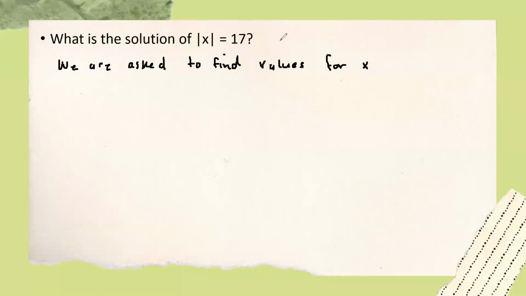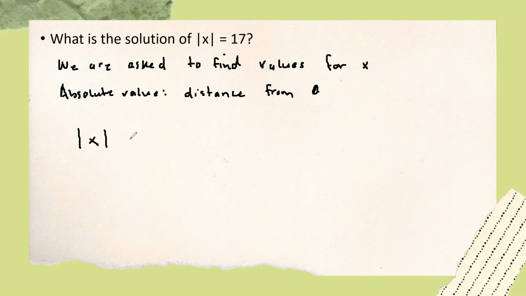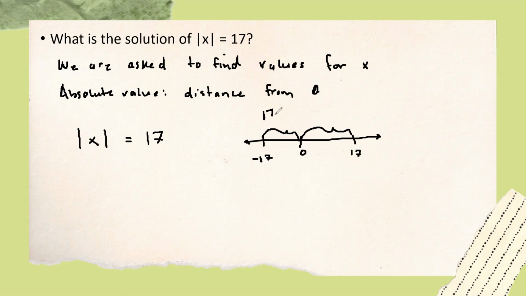Okay, so we have to think of the definition of the absolute value, which is the distance from 0. So we have a number line, and we have to think, what values can we insert into our absolute value that will give us positive 17? So what two numbers on the number line? It will be negative 17 as well as positive 17, right? Because these two values are the same distance from 0. So from negative 17 to 0, we will be 17 units away, or 17 jumps. And from 0 to positive 17, we will also be 17 units, or 17 jumps away.